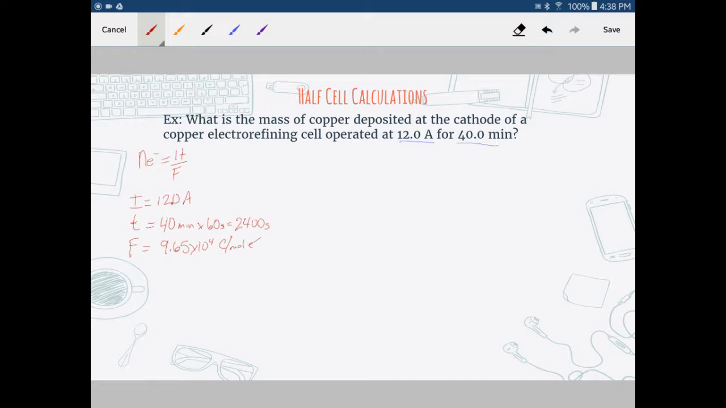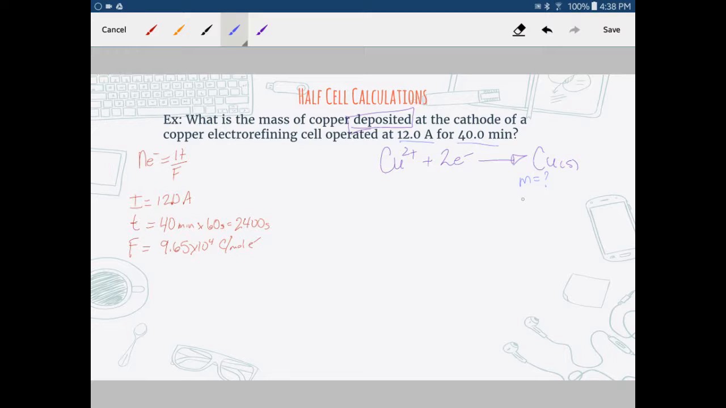I can calculate my number of electrons. Another thing I might want to consider is that my half reaction is copper 2+, because I'm dealing with copper deposited. Copper is going to be my product, plus 2 electrons, 2 moles of electrons gives us copper solid. So with every other stoichiometric calculation that we've looked at so far, we use our reaction as an organizing tool. So I'm looking for my mass of this.